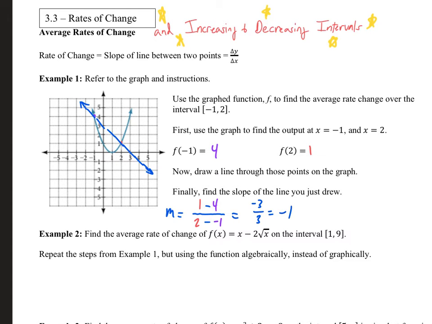And so, think about what we found. We found the average rate of change over the interval from -1 to 2, and it is -1. So again, the idea is that for every 1 x value we go over, we're going down 1 y value on average. That's how you use a graph to do that.